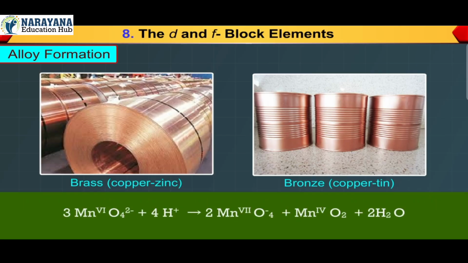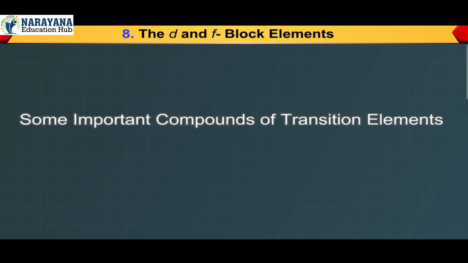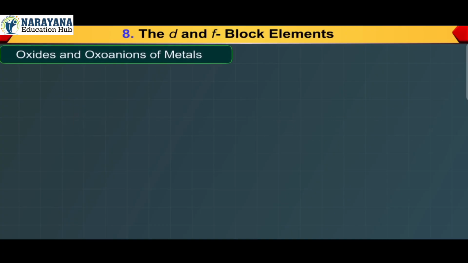3MnO4^2- + 4H+ gives 2MnO4- + MnO2 + 2H2O. Some important compounds of transition elements: oxides and oxoanions of metals.